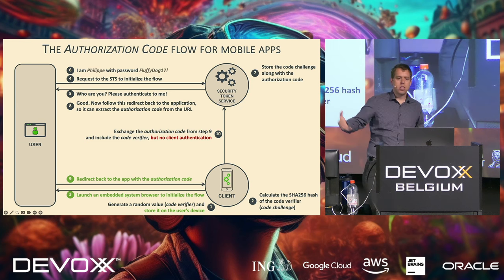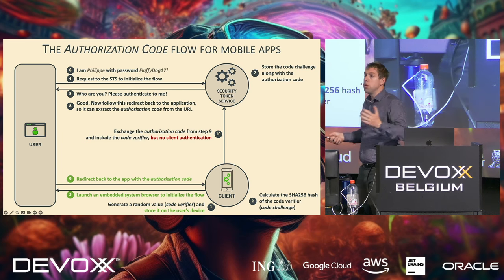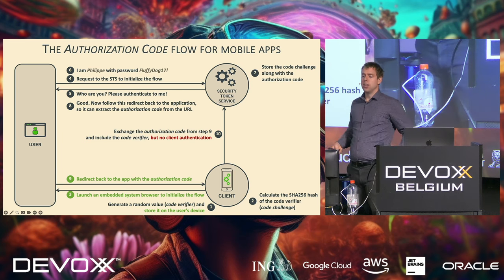A mobile application doesn't have a client secret, because guess what? If you embed a client secret in an Android app, it takes like 3 seconds for someone to get it out, and off you go. So there's no client secret. It's just a public client, we call it, a client without authentication.